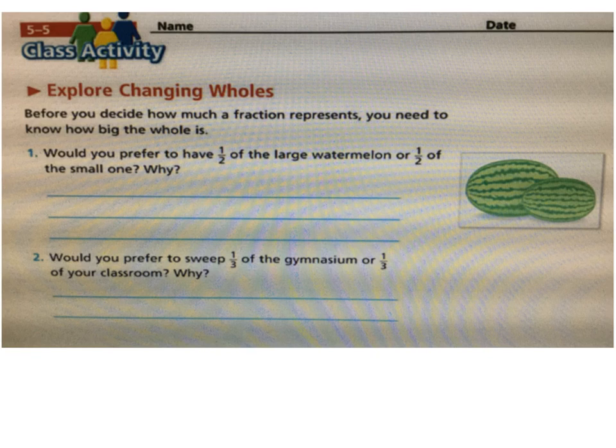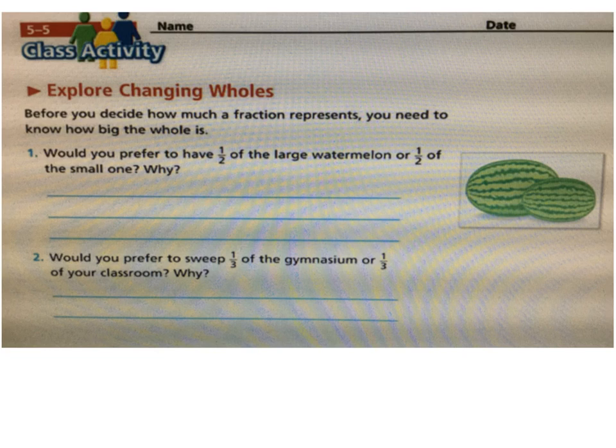In your books, on page 189, turn to page 189. Explore changing wholes. Before you decide how much a fraction represents, you need to know how big the whole is. In other words, not all 1/2s are equal. They have a different value.